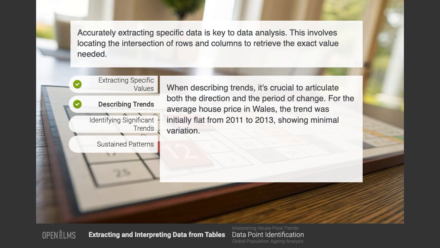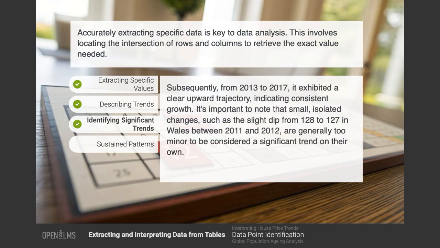When describing trends, it's crucial to articulate both the direction and the period of change. For the average house price in Wales, the trend was initially flat from 2011 to 2013, showing minimal variation. Subsequently, from 2013 to 2017, it exhibited a clear upward trajectory, indicating consistent growth.